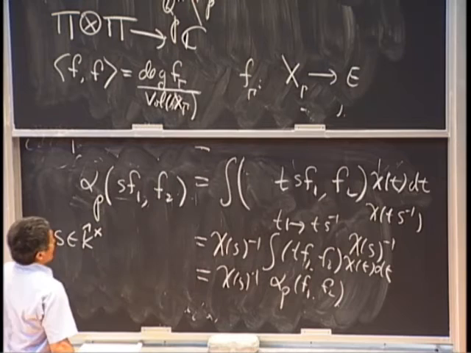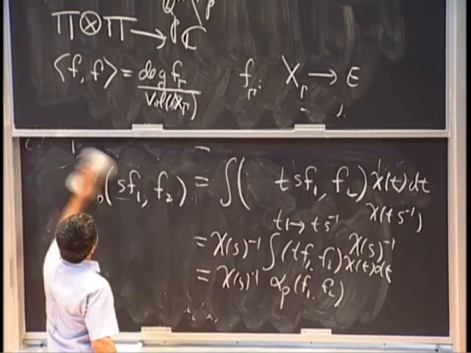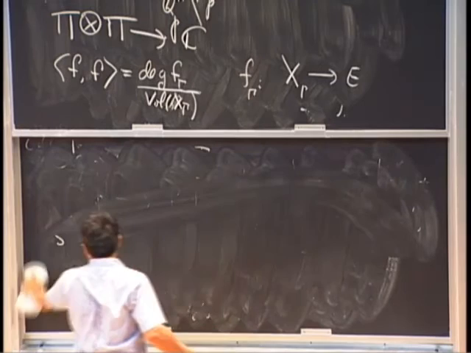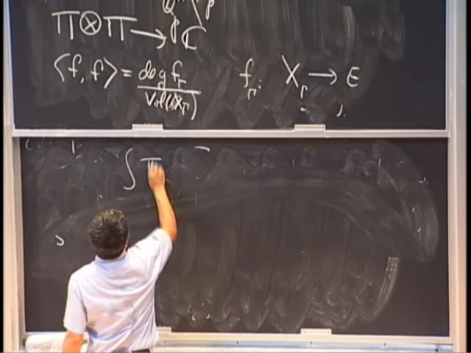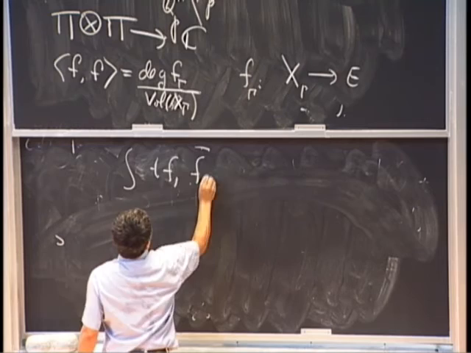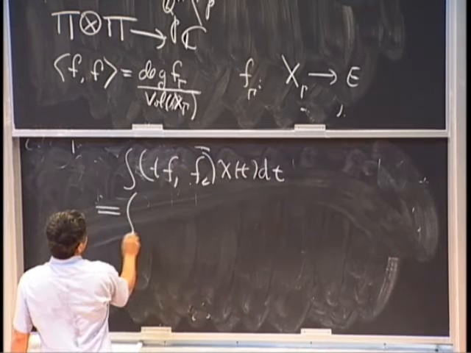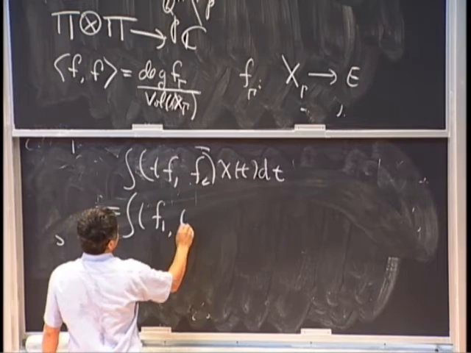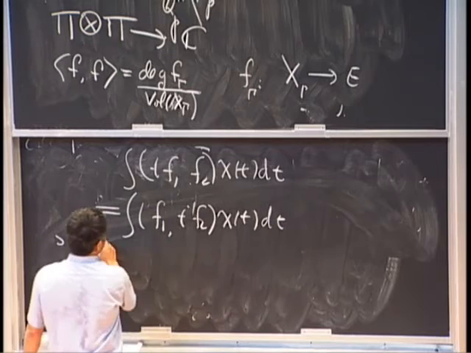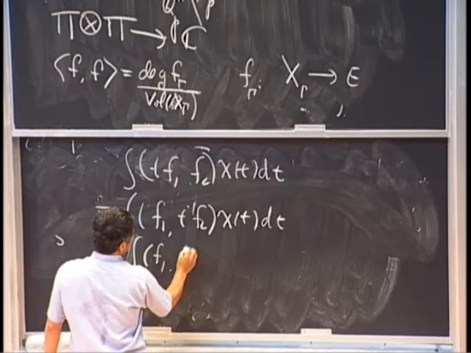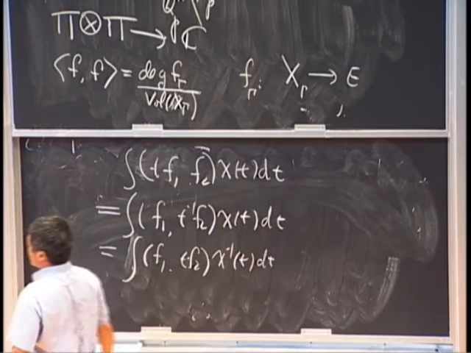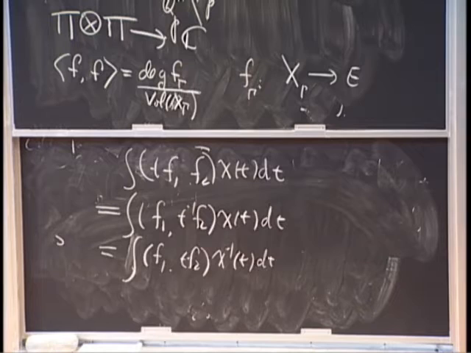Similarly, if you want to see the other direction, you notice you can rewrite this formula as the integration of t f1, f2, chi of t, dt. Because the action is the conjugate, this is f1, t inverse f2, chi of t, dt. So this is the same thing as the integration of f1, t f2, chi inverse of t, dt. That gives you the invariance under the other action, so you have two actions there. Okay, good. So we define this generator.